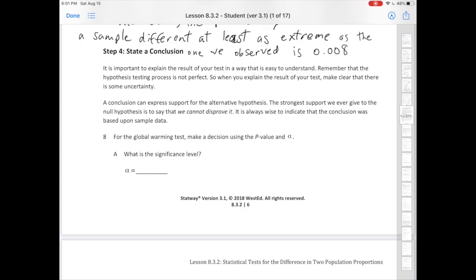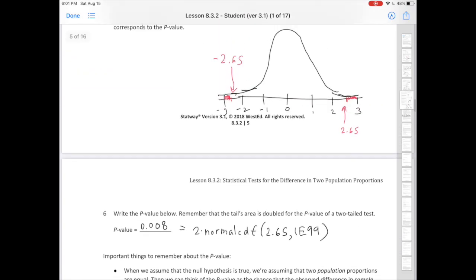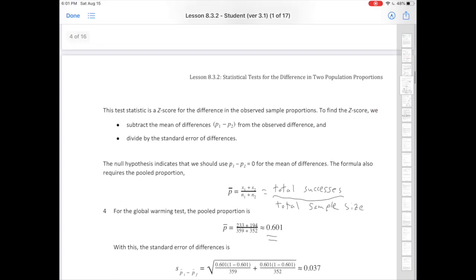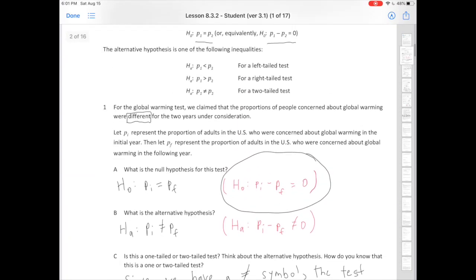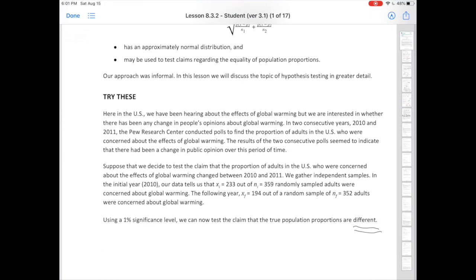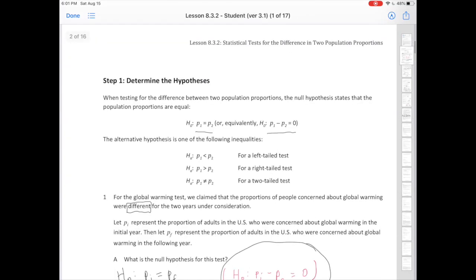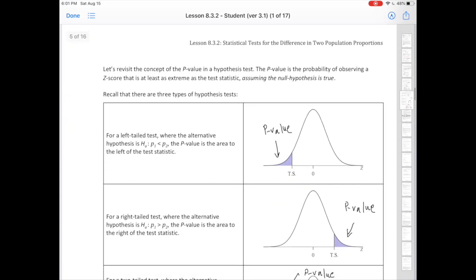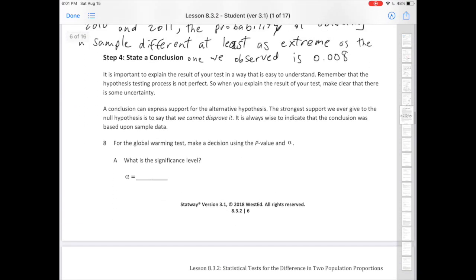For the global warming test, make a decision using the p-value and alpha. What is the significance level? I don't remember what the significance level was. Was it 1%? I think it was 1%, but let me just make sure. Yes, using a 1% significance level. Okay, so they want us to be really sure, right? Because 1% is a very strict condition. So alpha is equal to 0.01, right? That's 1%.